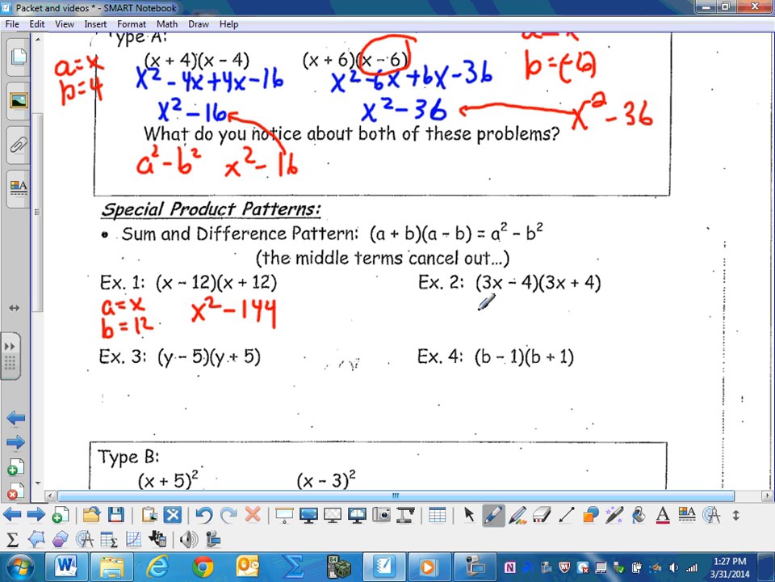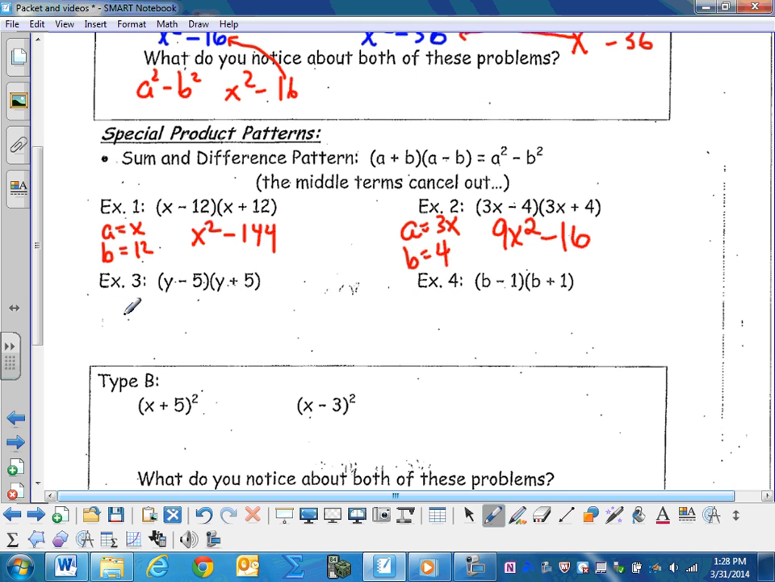3x minus 4 times 3x plus 4. The a is equal to 3x. The b in this case is equal to 4, or negative 4. So we're going to square the a. 3x times 3x is 9x squared, minus b squared. 4 times 4 is 16.